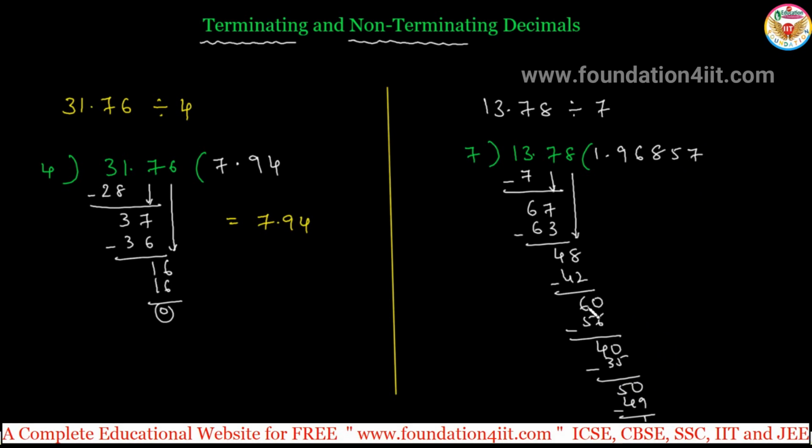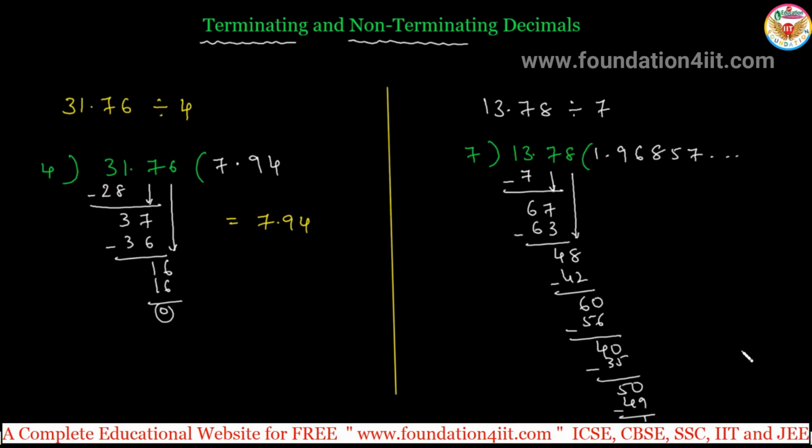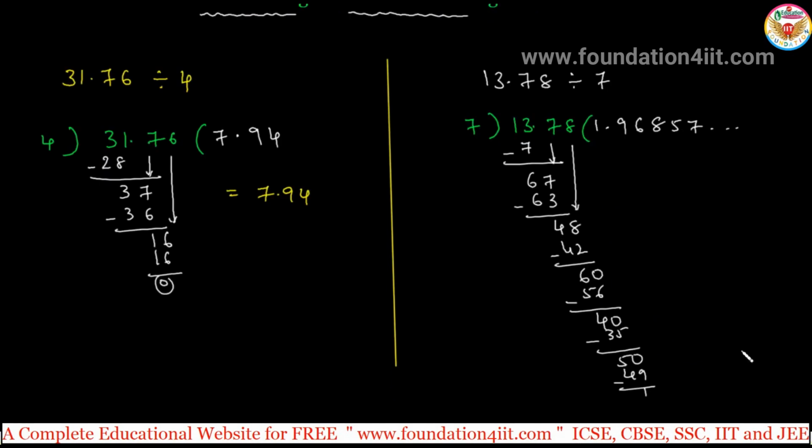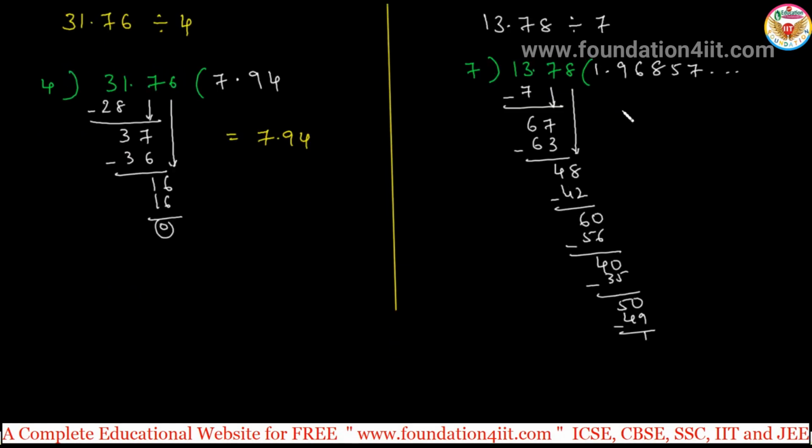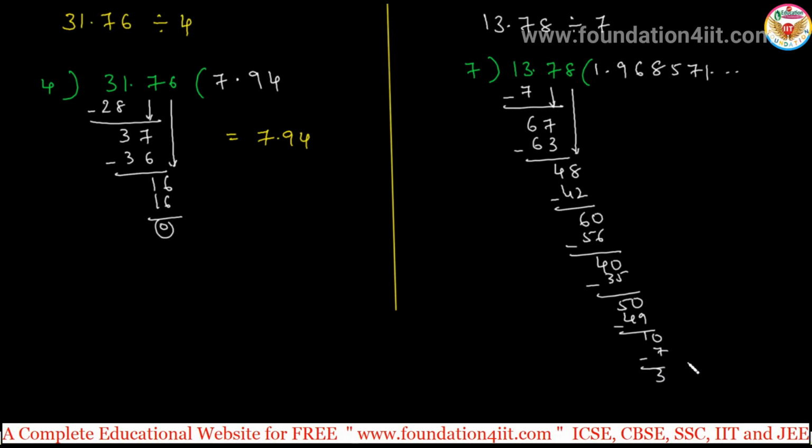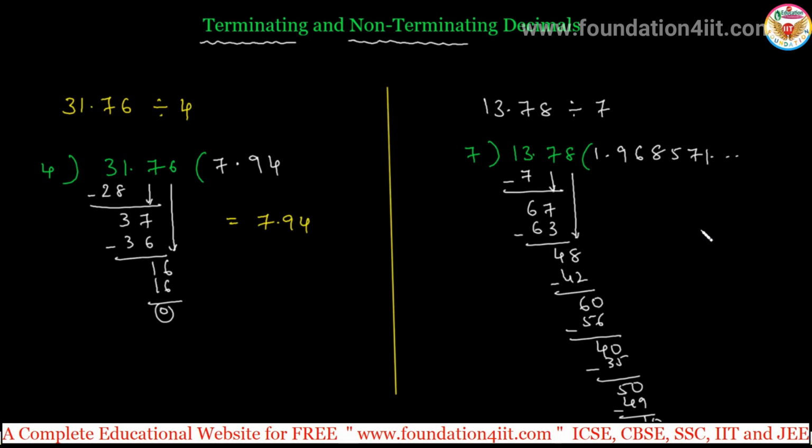In fact, a non-terminating decimal is shown by writing the digits of the quotient till the division is carried out. So 1.96, it's continuing. There's no remainder of 0. Even if you continue more, for example, you keep one more 0, 7 times 1 is 7, we get 3. So it will be continuing. These type of examples come under non-terminating decimals.